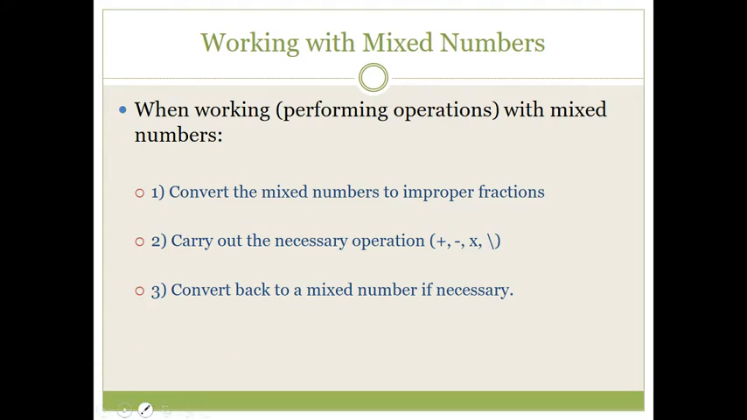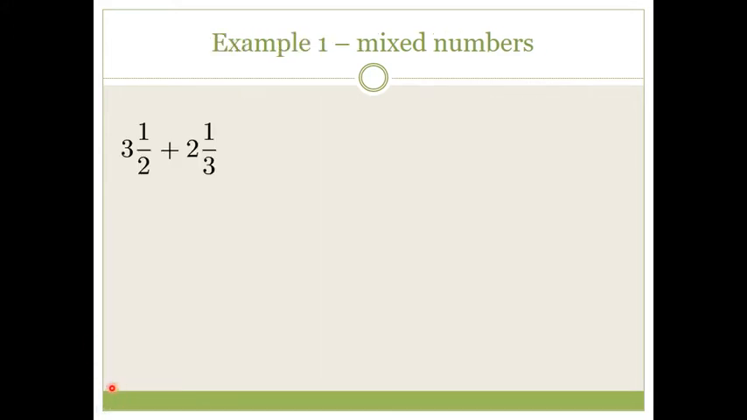So let's do an example. Suppose we have 3 1/2 and we want to add that to 2 1/3. My first step is going to be to convert those mixed numbers into improper fractions. So remember, 2 times 3 plus 1 is 7, and then we carry over the 2. So that's how I converted 3 1/2 into 7 halves. And then 3 times 2 plus 1 again is 7, and I carry over the 3. That stays the same.